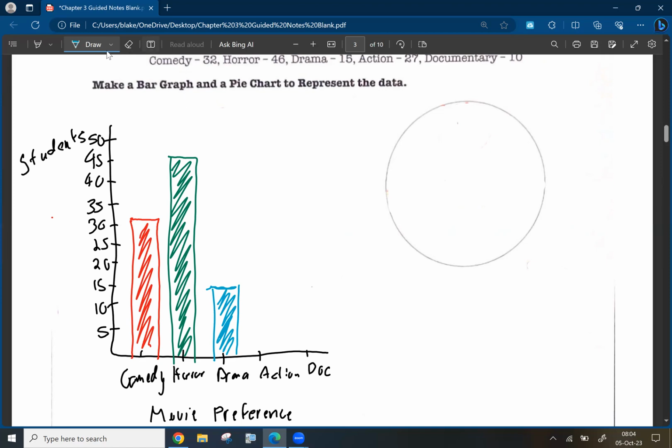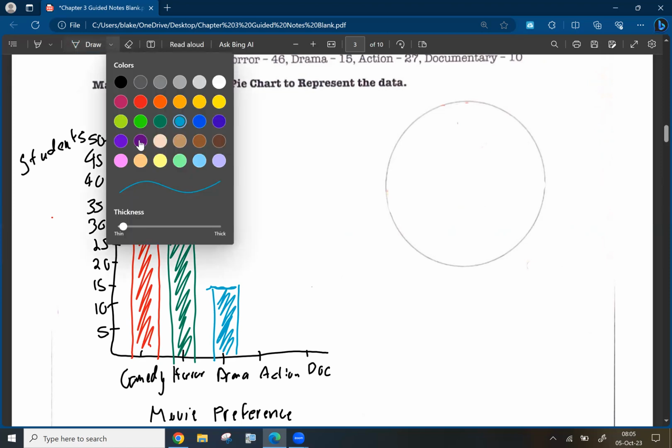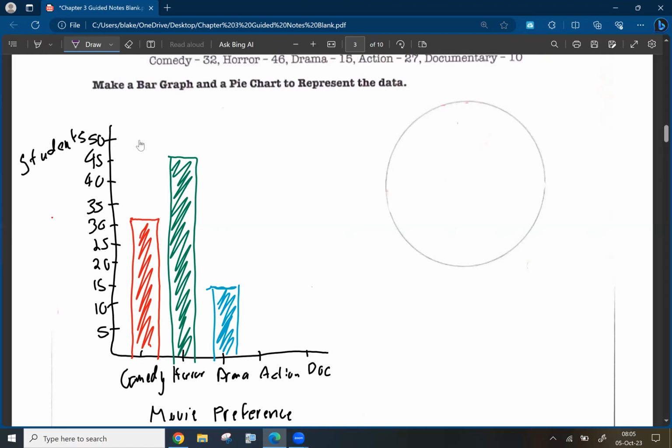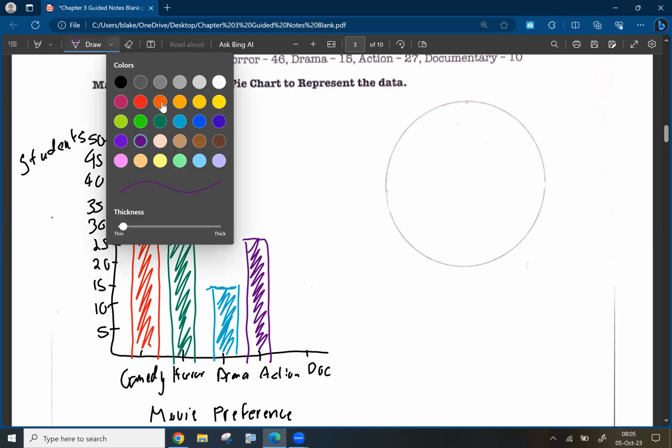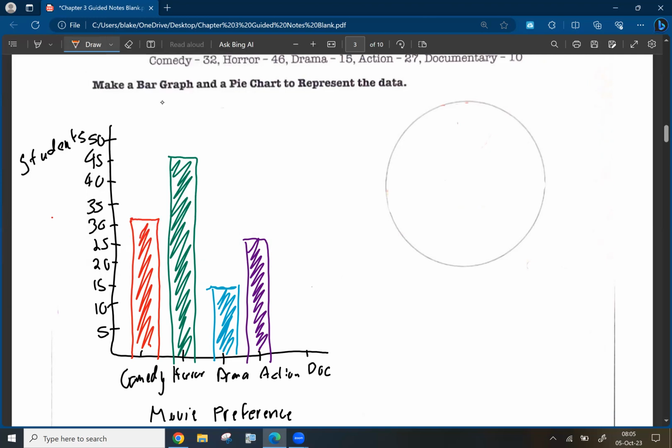Action is 27. So you can see again where 25 is. So it's going to be slightly higher than 25. Again, this would be better if I had a grid to draw on, but for now we're going to have to eyeball it. So 27, roughly about here. And then lastly, documentary. Documentary had 10. So 10 is about this tall.